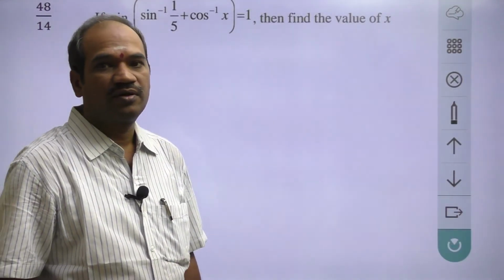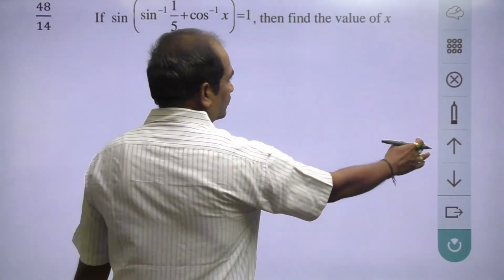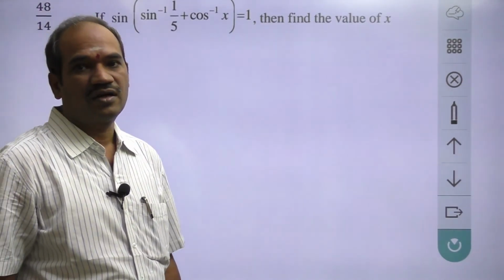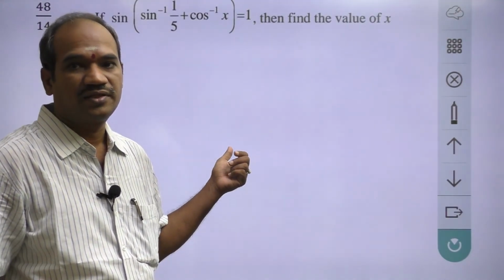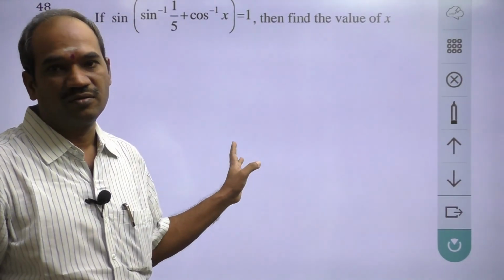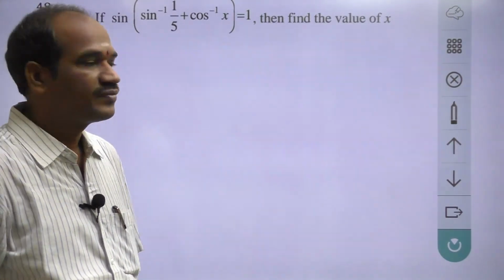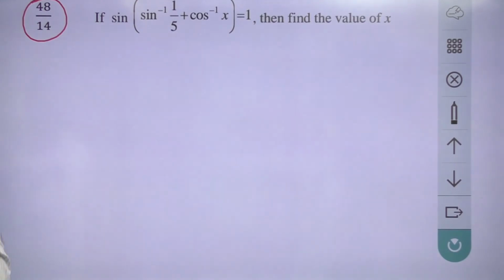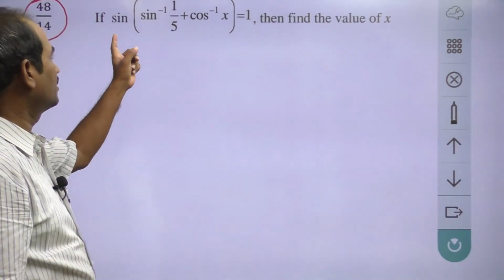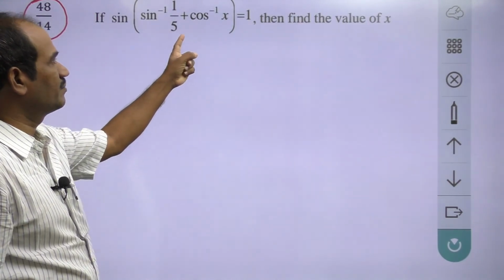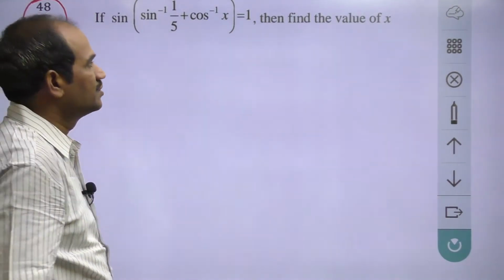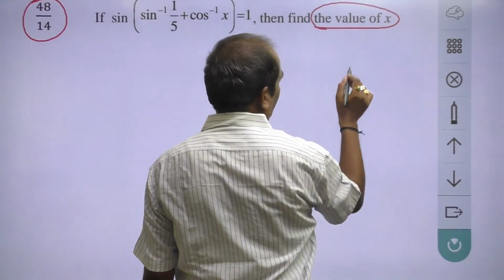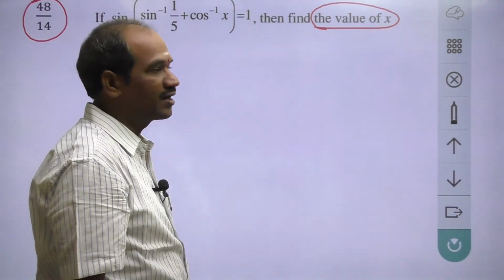See here in this next problem, this is a very important question. This question is a repeated theory question and also a repeated objective bit question. Theory and objective are both important, and it has been given many times. In this problem, page number 48 by 14: if sin inverse 1 by 5 plus cos inverse x is equal to 1, then find the value of x.